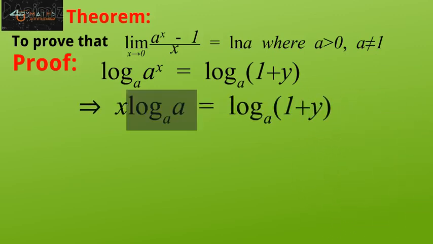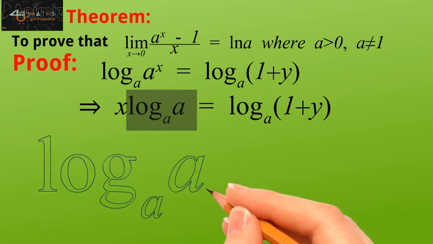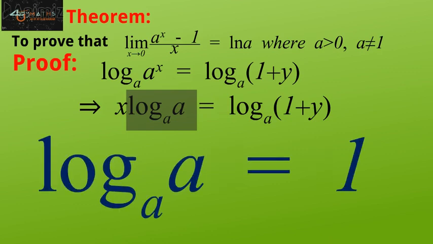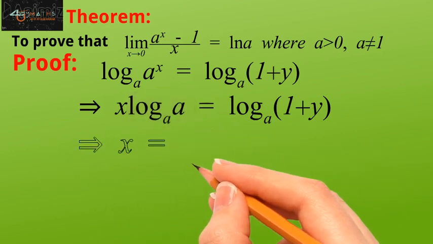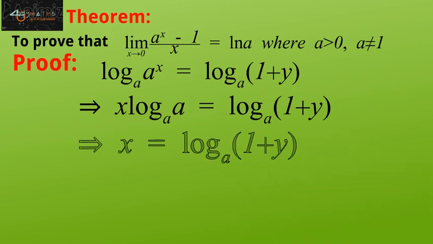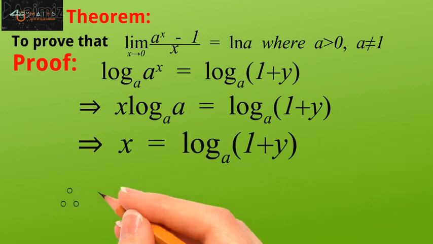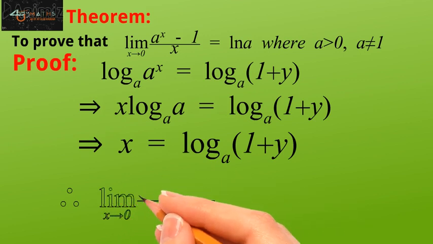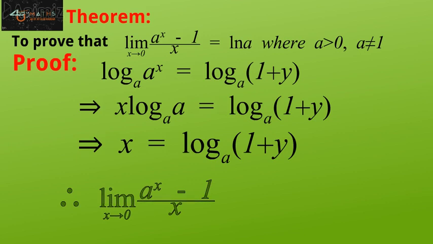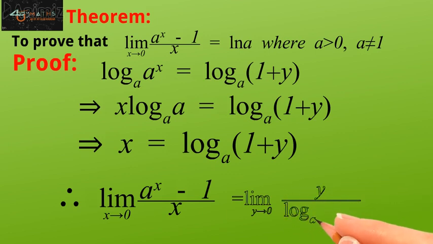Now here we will apply the property of logarithm that log of a to the base a is equal to 1. So this equation becomes x is equal to log of 1 plus y to the base a. Therefore, the given limit as x goes to 0 of (a raised to x minus 1) divided by x can be transformed to the new variable, that is, the limit as y goes to 0 of y upon log of 1 plus y to the base a. Here we have replaced a raised to x minus 1 by y, while x by log of 1 plus y to the base a.